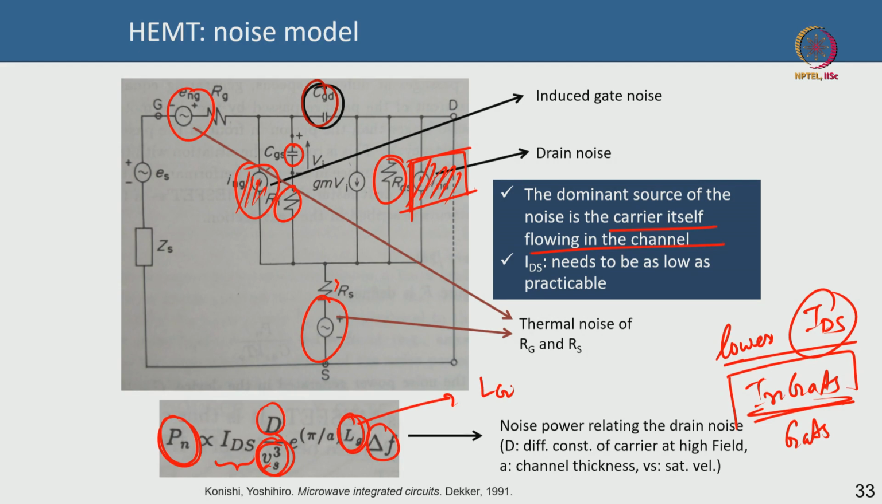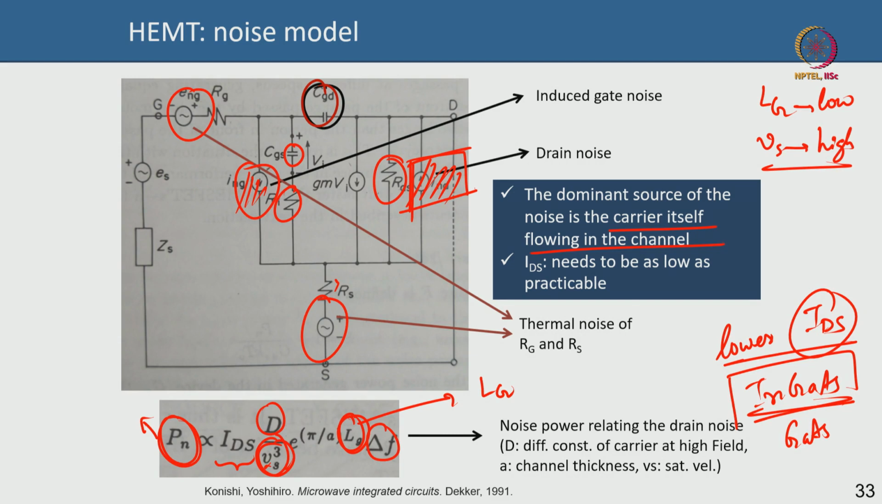If you have a lower gate length, your noise power will reduce, you see, and it goes as the cube of the velocity. So these are two very important parameters. The gate length has to be as low as possible and the velocity should be as high as possible. In that case your noise power will be as low as possible, and that is what you want.